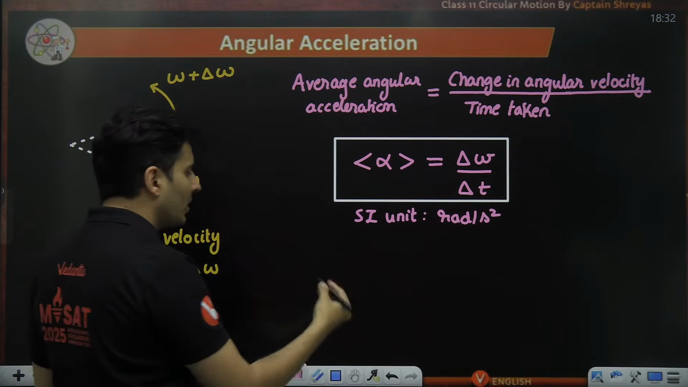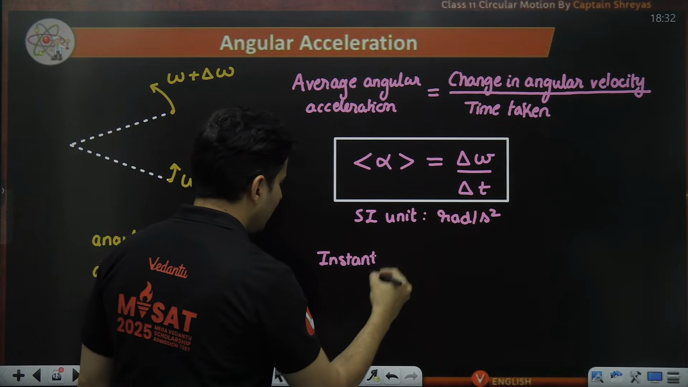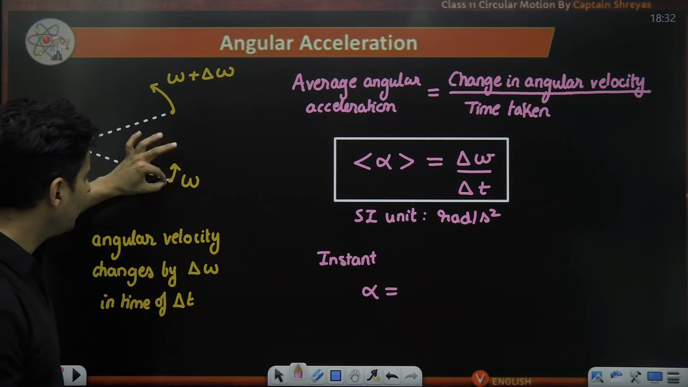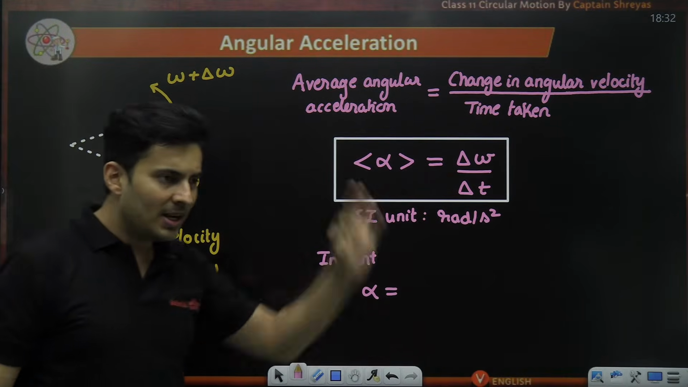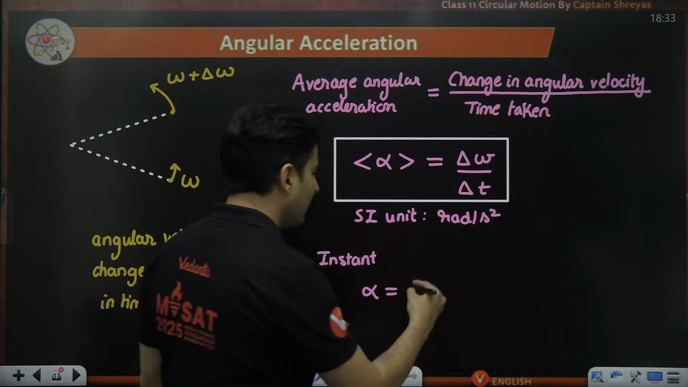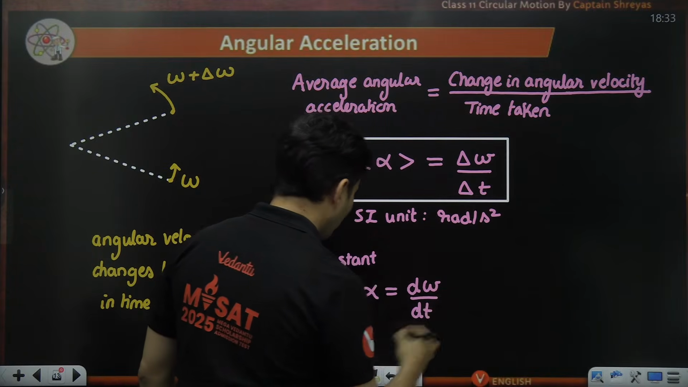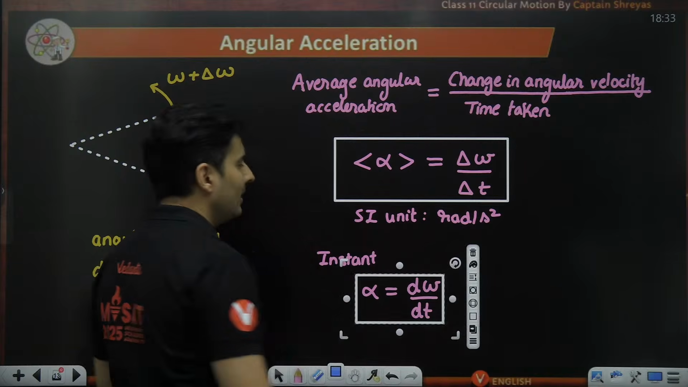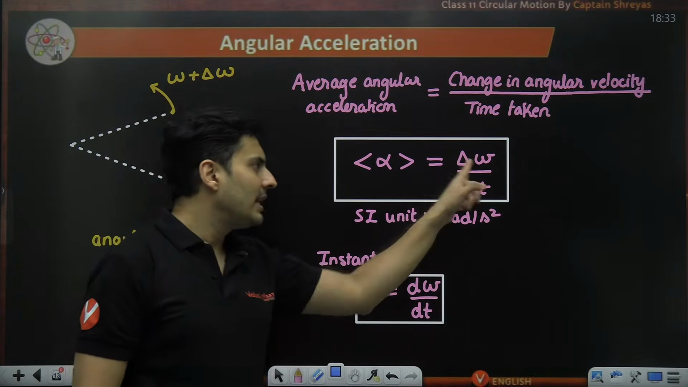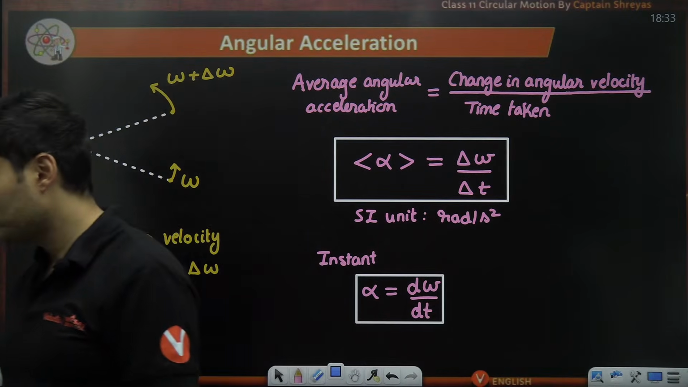If this was average, what could be instantaneous? What could be instantaneous angular acceleration? Meaning, in a very small interval, at that moment, how much is my velocity changing per unit time? So that is instantaneous, and that would be d omega by dt. Just like a is dv by dt and average is delta v by delta t, same things over here in circular motion.